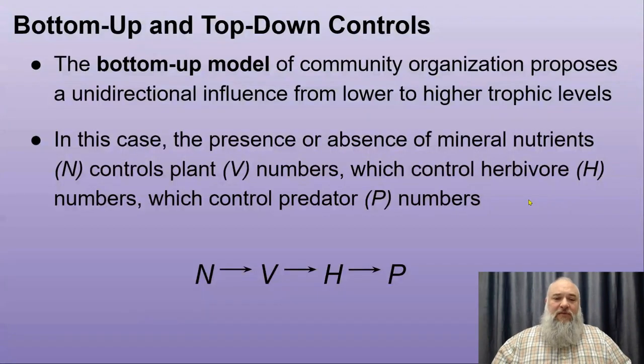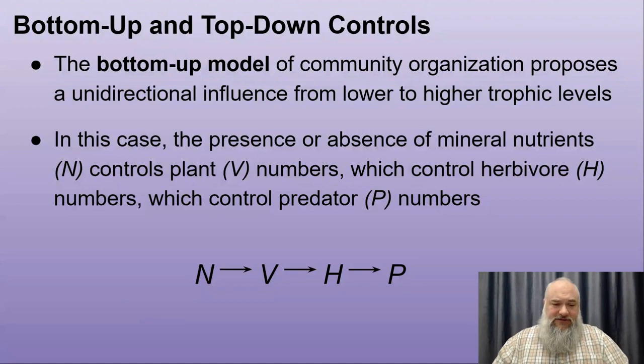Bottom up and top down controls. These two hypotheses I think are good for illustrative purposes, but I don't think either one holds all the time in all situations. So the bottom up model of community organization proposes a unidirectional influence from the lower to the higher trophic levels.